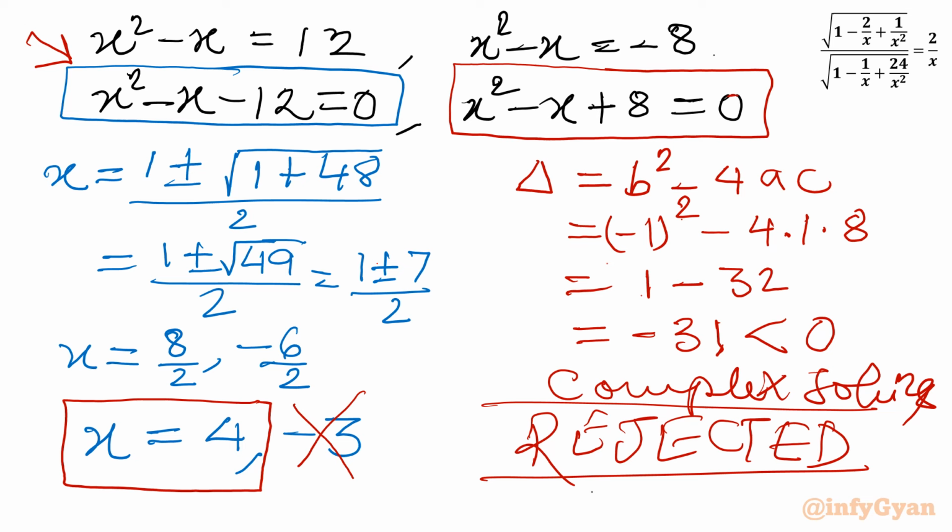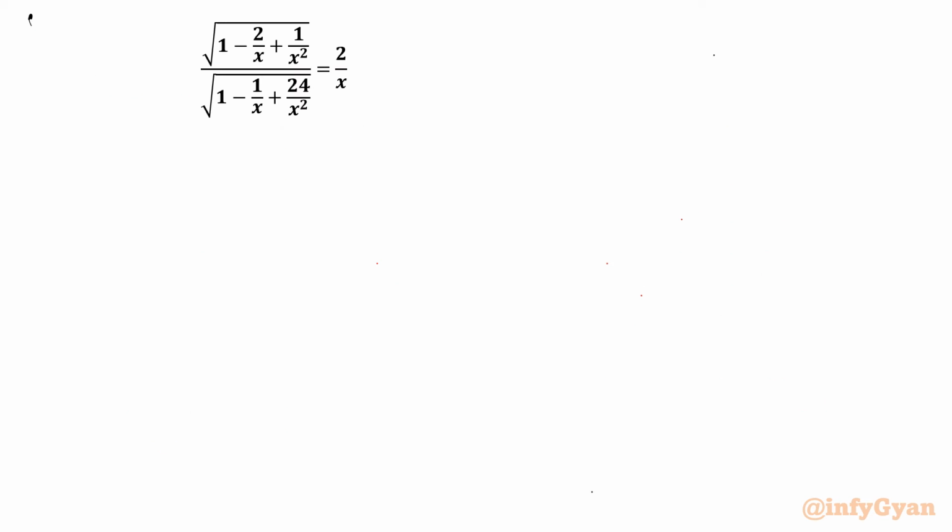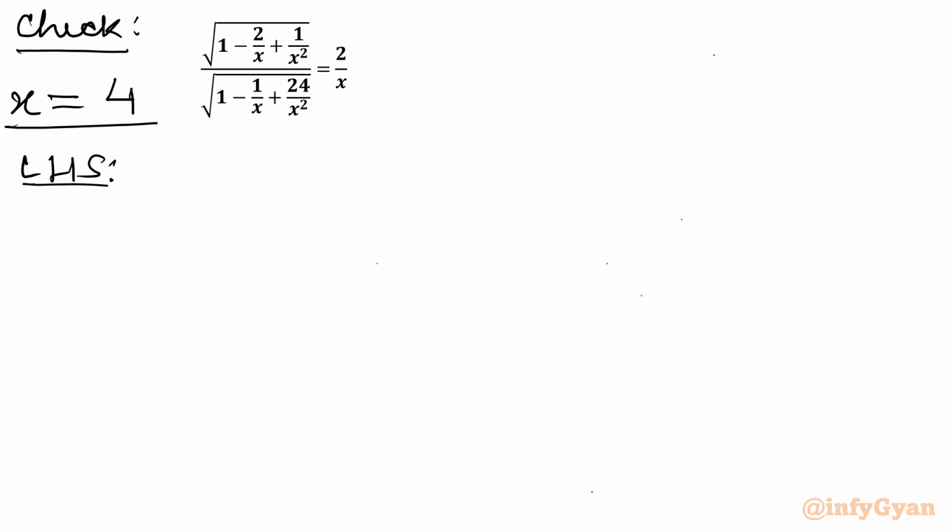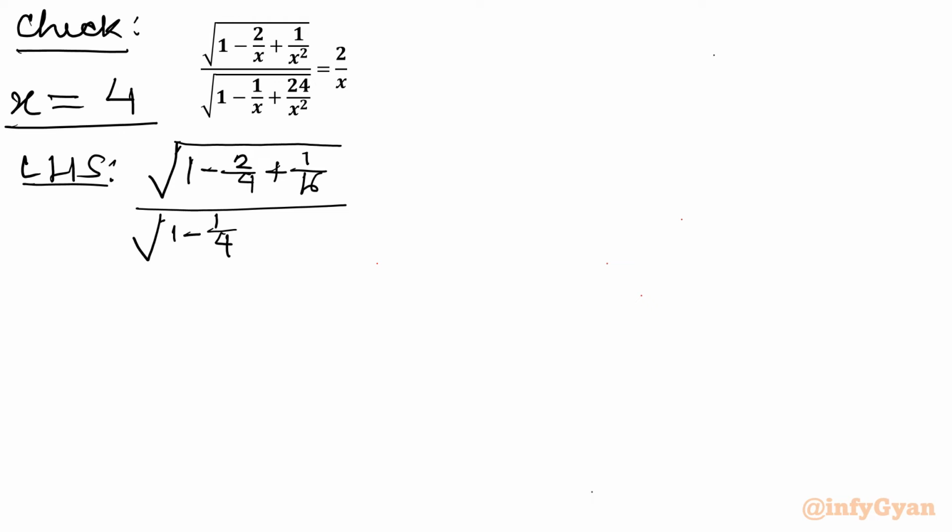So which solution is accepted so far? It is x is equal to 4 only. Let us check. So I will write here check, x equal to 4. I will write LHS first. So LHS is square root 1 minus 2 over 4 plus 1 over 16, over square root 1 minus 1 over 4 plus 24 over 16.